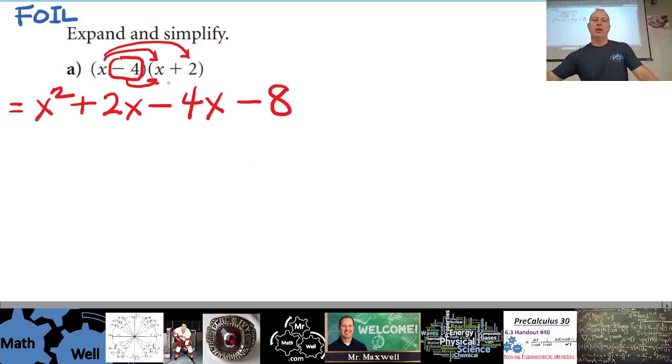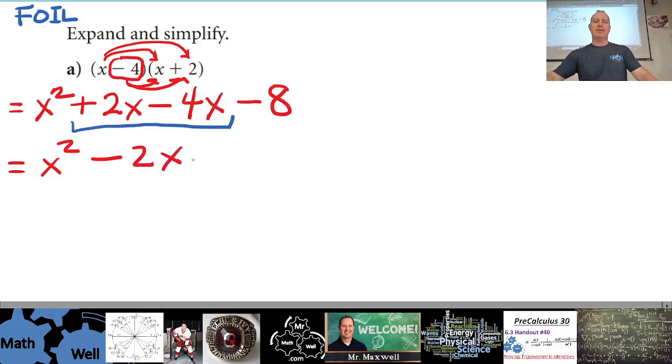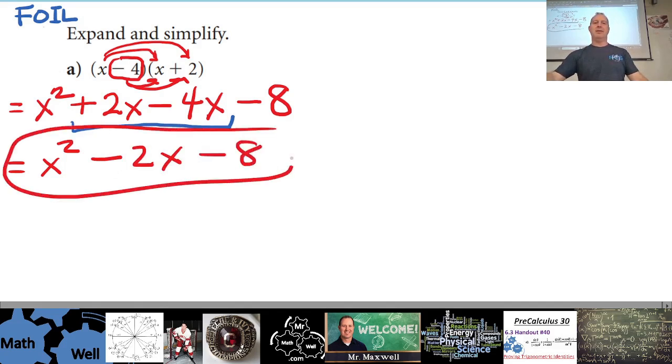Okay? Very good. Now we've expanded using the FOIL method, and I'm going to gather like terms now. X squared. Ooh, this is a tough one. What's 2x minus 4x's? Negative or minus 2x, right? Minus 8. And that is your answer. Okay? Any questions about that?